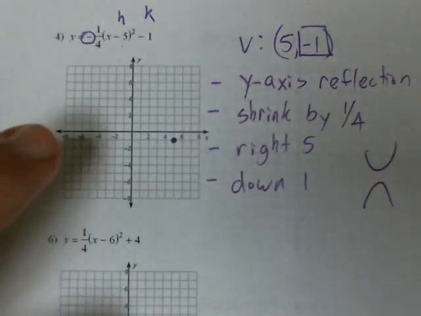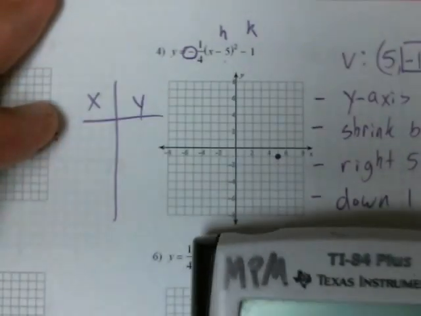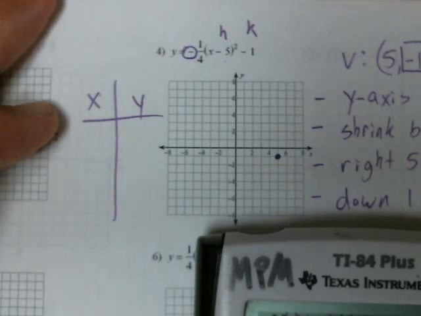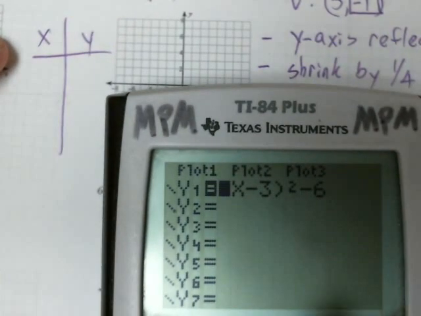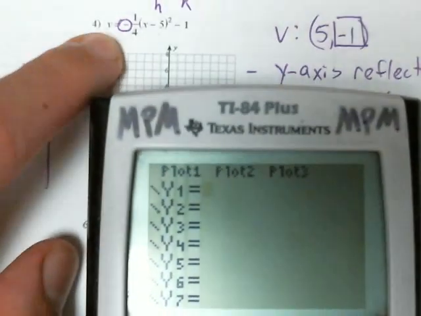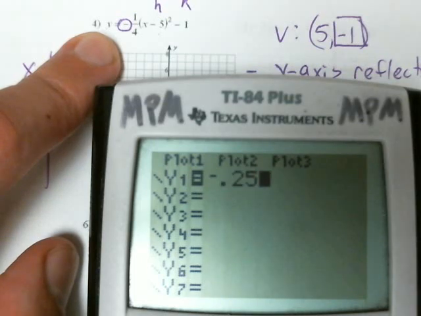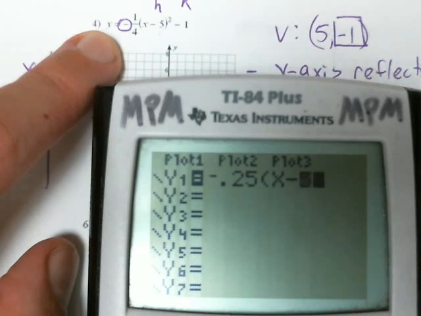All right, so let's go ahead and get our points. I'm going to get some x and y values over here. So let's press y equals, and let's type in our function. I've got negative. Now you can type in 1/4, I'm going to type in 0.25, it's the same thing. Times (x minus 5) squared, and then minus 1.